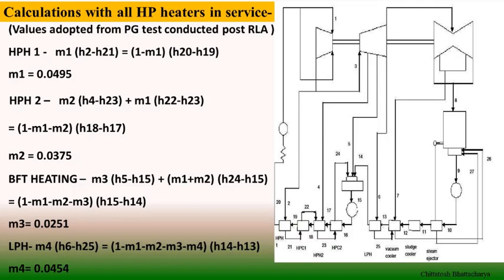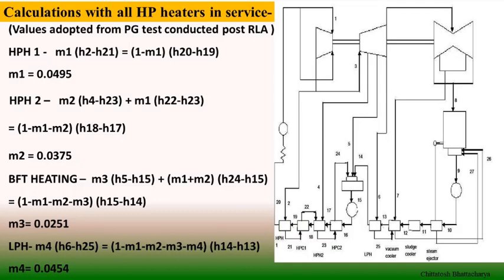Now let us assume that 1 kg steam is supplied to the HP turbine and it has been expanded in the HP turbine, and from there M1 kg is extracted for HP heater 1, M2 kg is extracted for HP heater 2, and M3 kg is extracted for boiler feed tank heating. And for LP heaters, we are extracting M4 kg of the total steam.